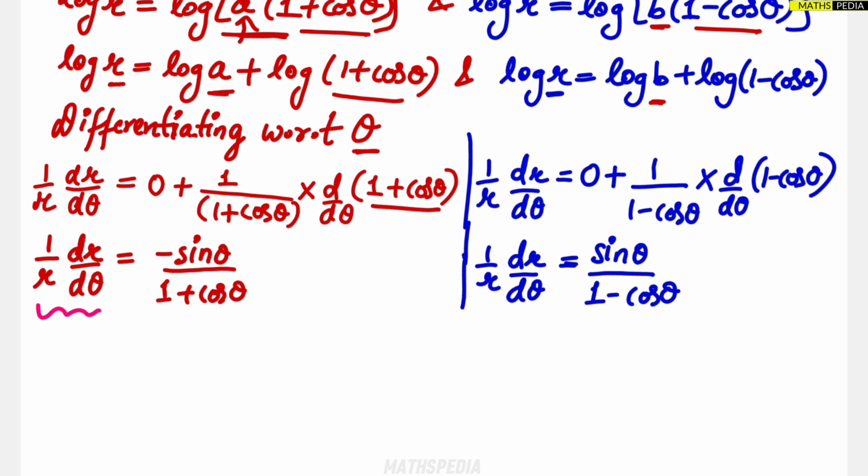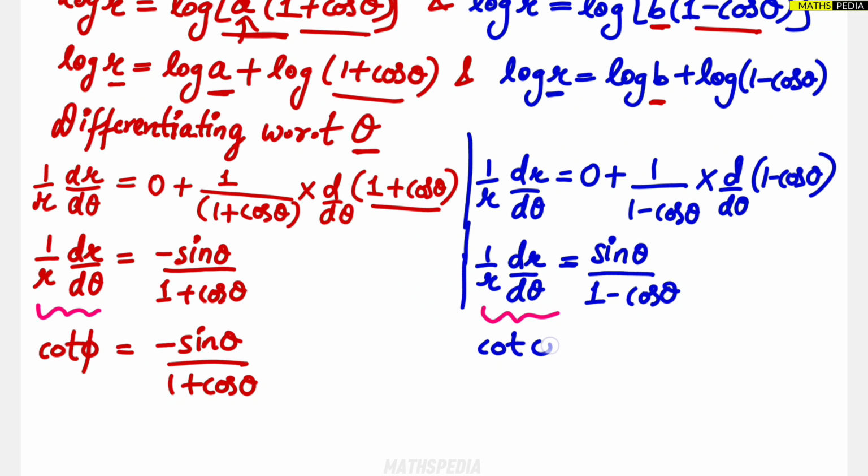This particular 1 by r dr by d theta can be written as cot phi. Very important. We have already studied that, cot phi. So cot phi is equal to minus sin theta by 1 plus cos theta. Simple. Here also the same thing, cot phi equal to sin theta by 1 minus cos theta. Now both cannot be phi, it will become the same angle. So this we are going to take as phi 1 and this particular thing we can take as phi 2.